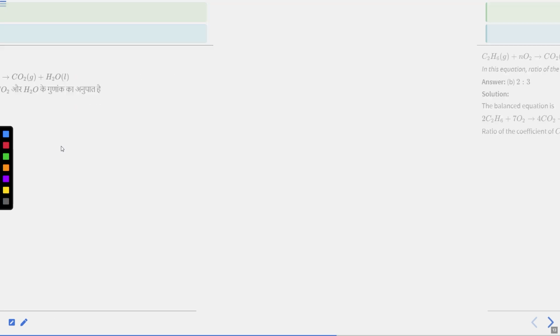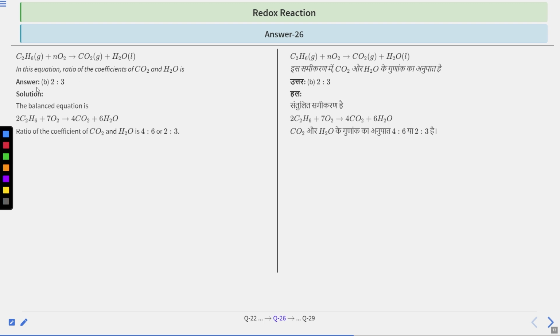Okay, let's see. The correct answer is option B, that is 2:3. So the balanced equation for the given reaction in the question is 2 C2H6 plus 7 O2, giving us 4 CO2 plus 6 H2O. If you see, carbon here is 4 on the reactant side, and on the product side carbon is 4. On the reactant side hydrogen is 12. On the product side hydrogen is 12.